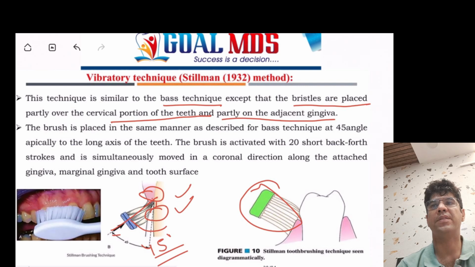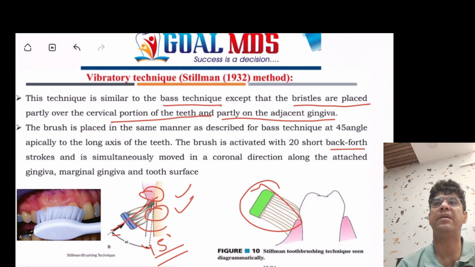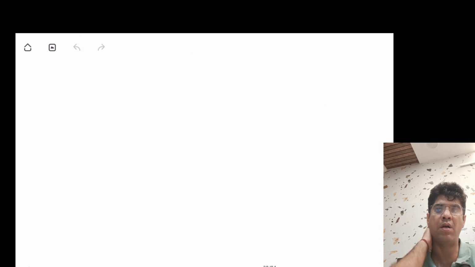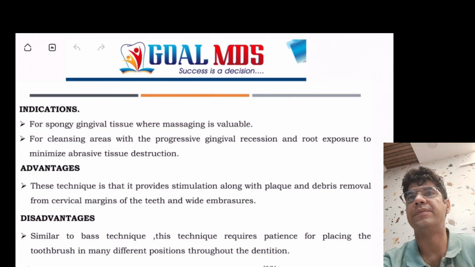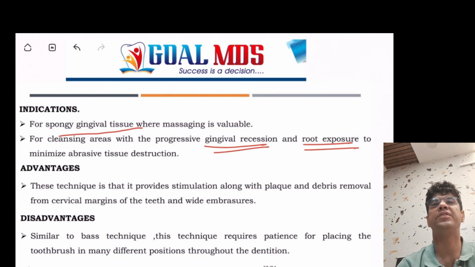The brush is placed in the same manner, that is at 45 degrees to the long axis of the tooth. The brush is activated with short back and forth strokes, and it is moved in a coronal direction along the attached gingiva. It is indicated for spongy gingival tissue, and for cleansing areas with progressive gingival recession and root exposure.